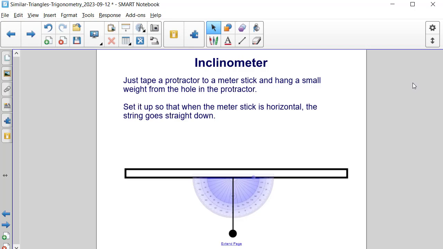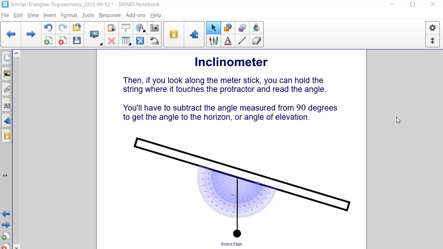Then set it up so that when the meter stick is horizontal, the string goes straight down and points to or passes through 90 degrees. Then if you look along the meter stick as you're holding it up to your eyes at an incline, you can hold the string where it touches the protractor and read the angle. You'll have to subtract the angle measured from 90 degrees to get the angle to the horizon or the angle of elevation. Some of you may be asking, well, why do I have to subtract it from 90 degrees?